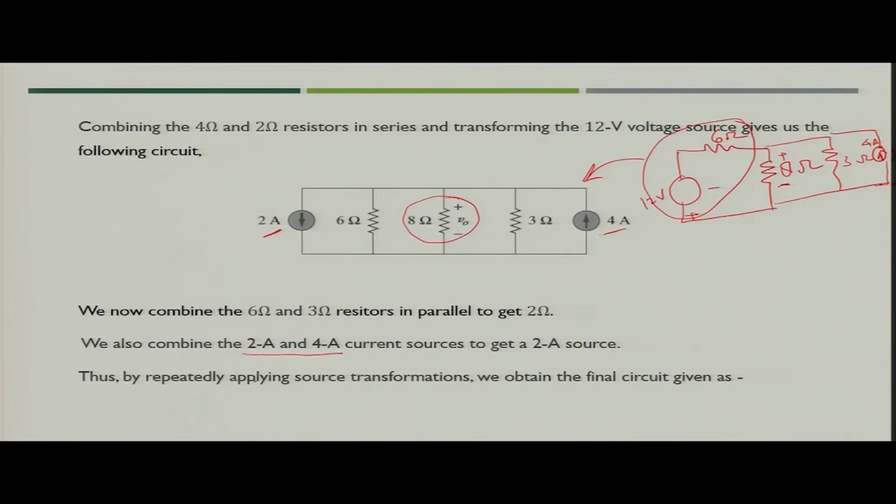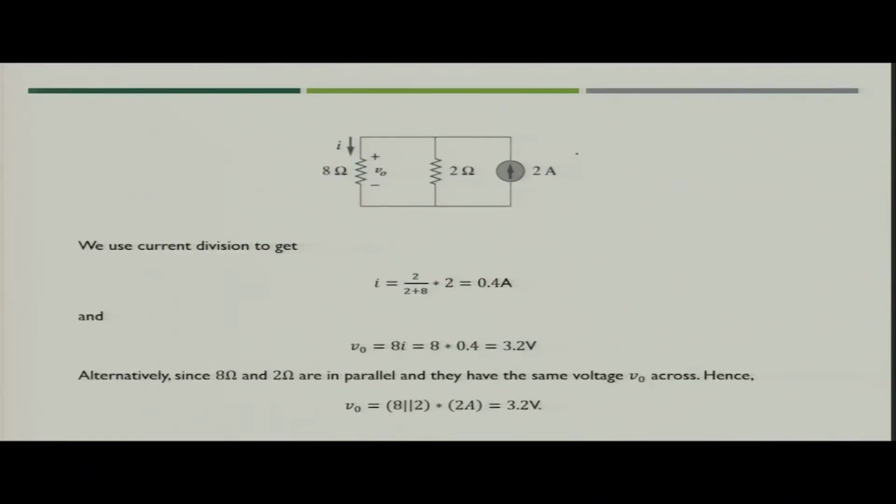If you club 2 ampere and 4 ampere current source, you will finally get 2 ampere current source, and if you club 6 ohm and 3 ohm resistance, you will finally get 2 ohm resistance. So, when you transform, you finally get a very simple circuit, where you have 2 ampere current source and 2 ohm resistance in parallel and 8 ohm resistance, across which we have to find out the voltage V naught.